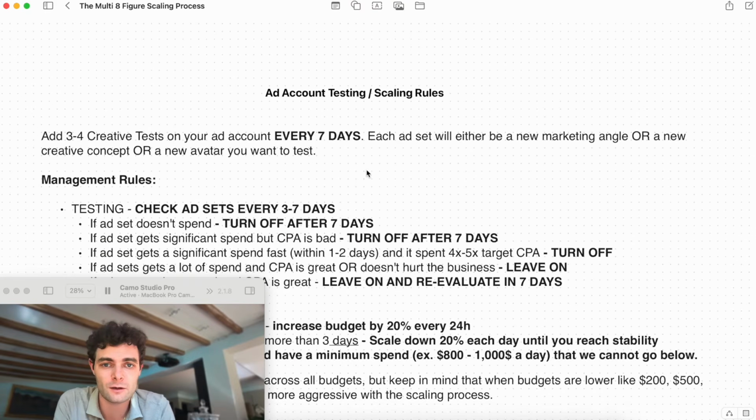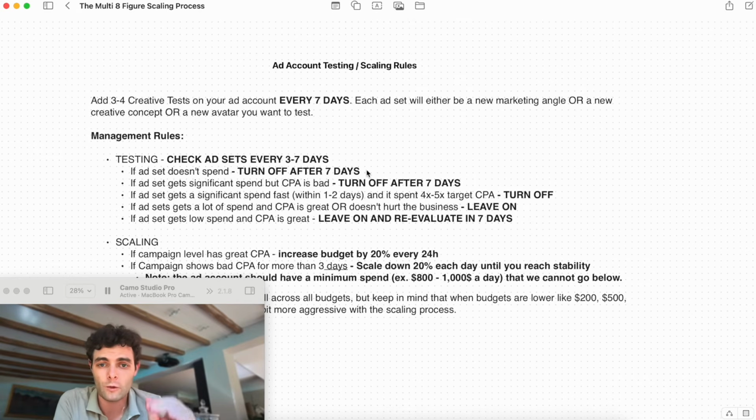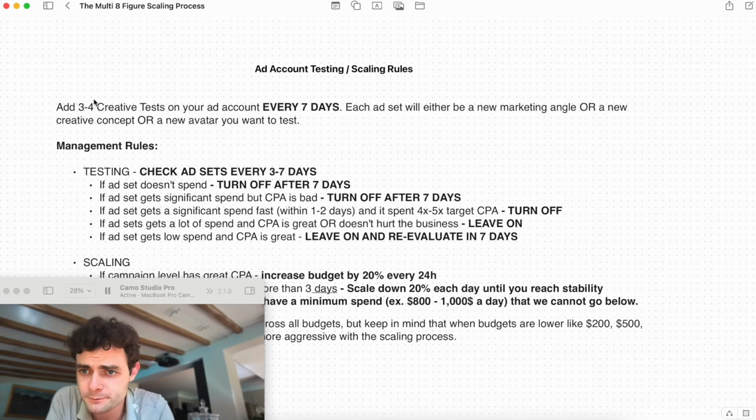Now let's talk about ad account testing and scaling rules. You can just take a screenshot. Keep in mind, we don't always follow these rules to the T, but if you're stuck and you don't know what to do and you're confused with how you want to navigate through things, I advise you to at least follow this structure. So let's read what I wrote over here.